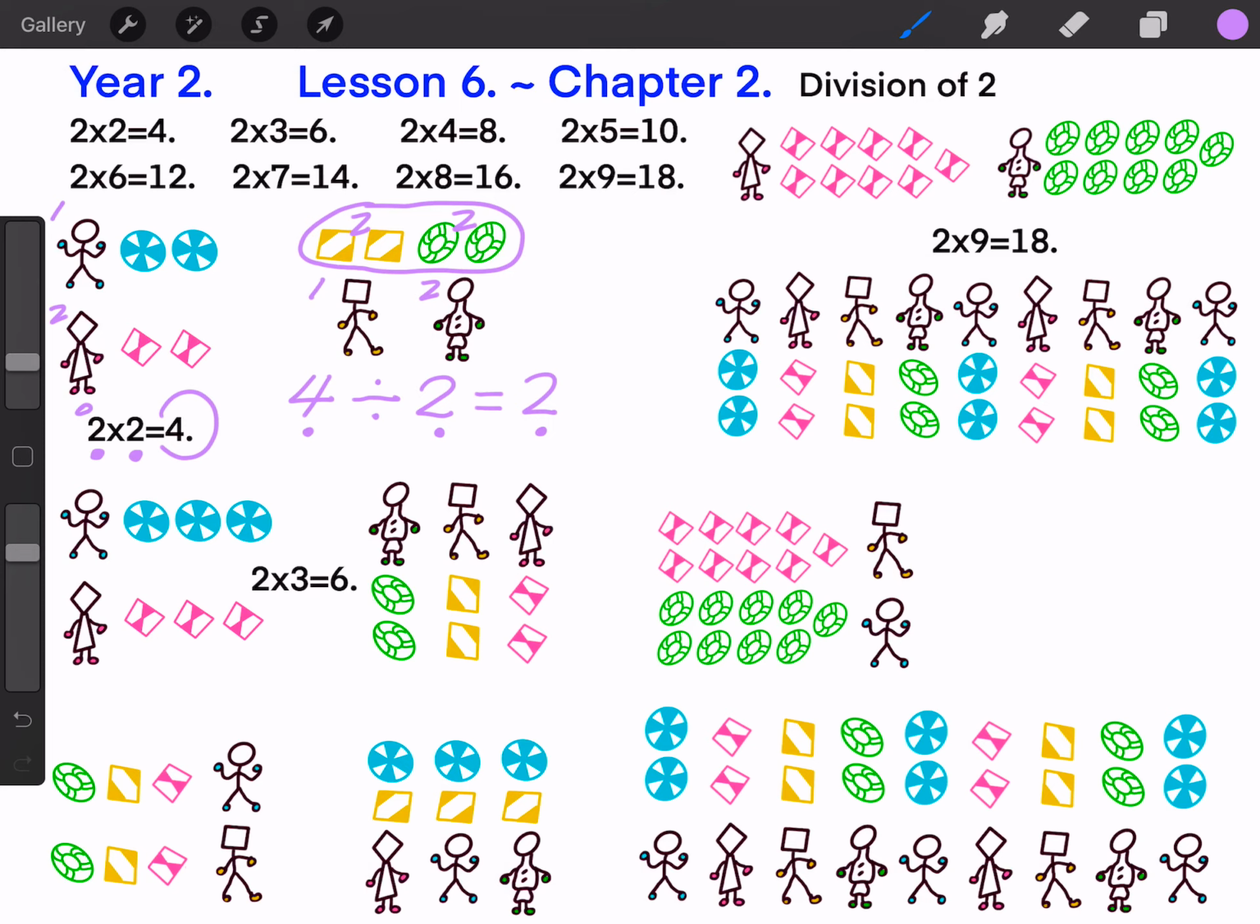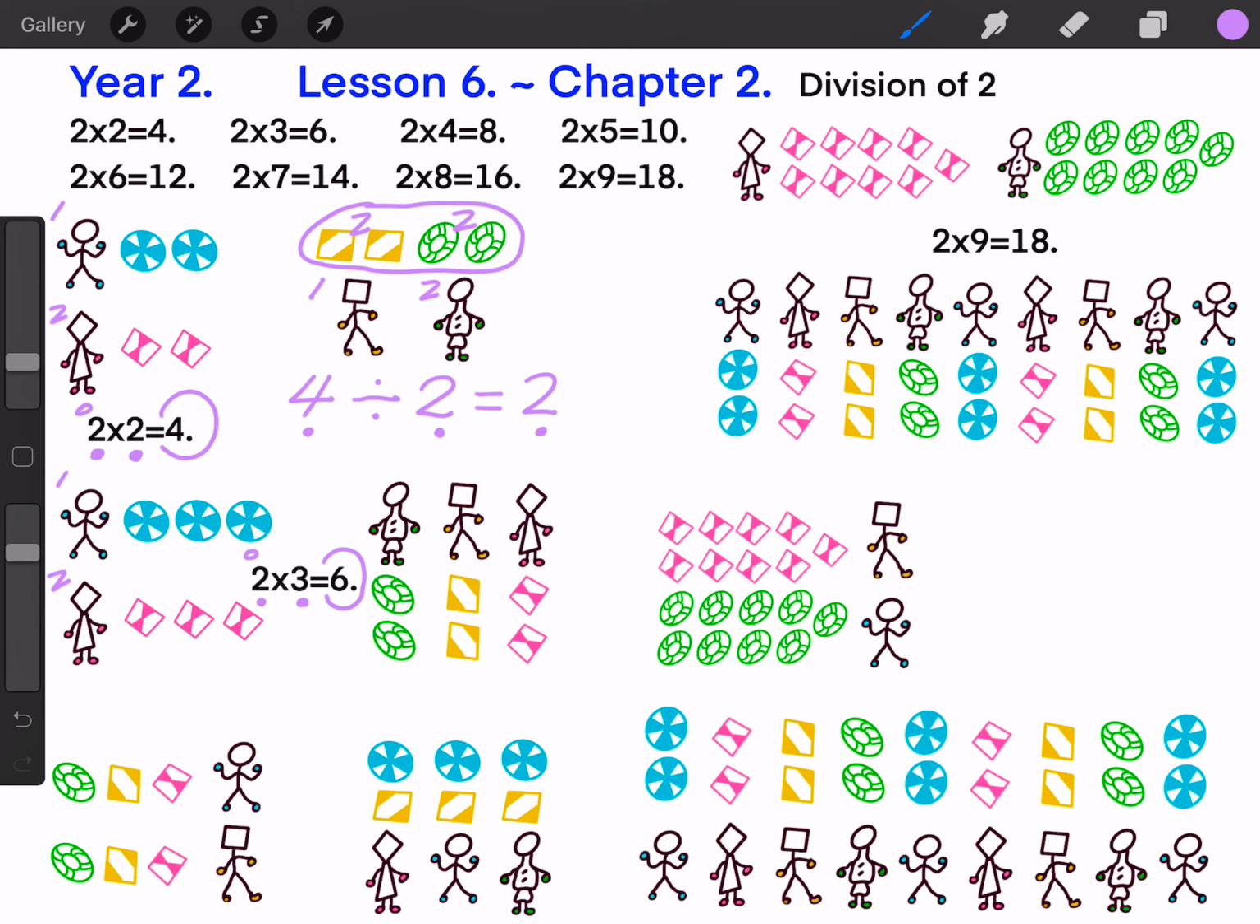Next one. 2 times 3 equals 6. There are 2 possibilities. First possibility, there are 2 kids. Each kid has 3 candies. So totally there are 2 times 3 equals 6 candies.